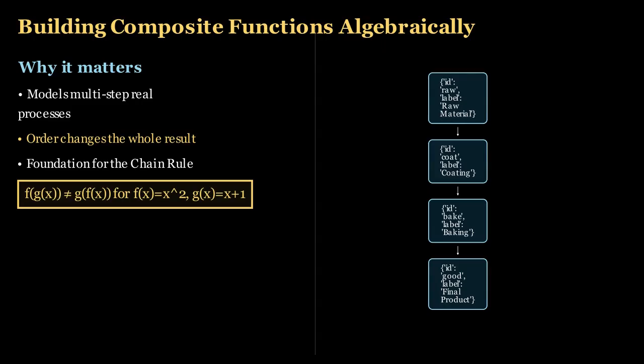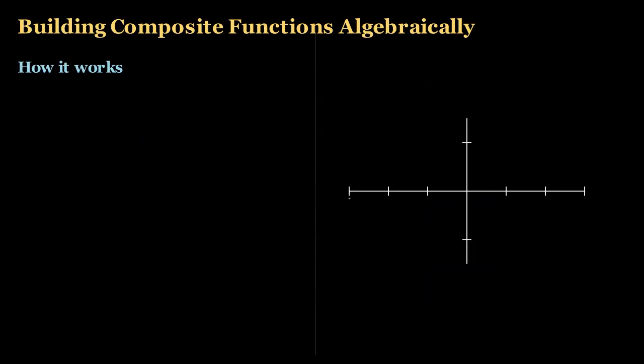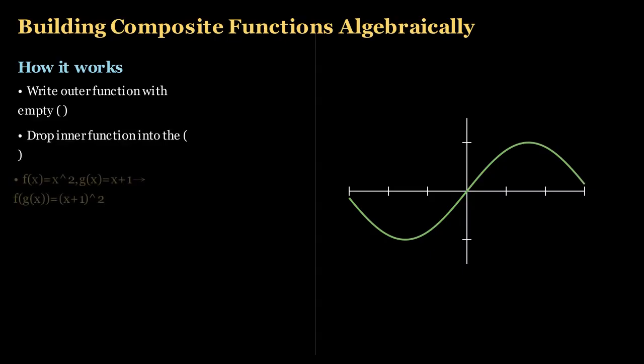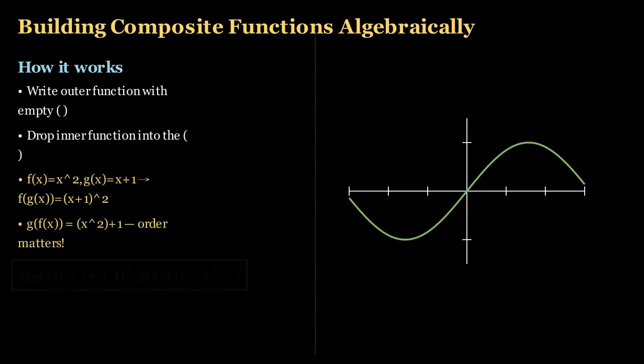We start with our two functions, f of x equals x squared, and g of x equals x plus 1. To build f of g of x, first look at the outer function, f. It says to take the input and square it. We can write that as f of something equals that something squared. Now, the inner function is g of x, which is x plus 1. So we take that entire x plus 1 and drop it right into the empty parentheses of f. That gives us f of g of x equals the quantity x plus 1 squared.